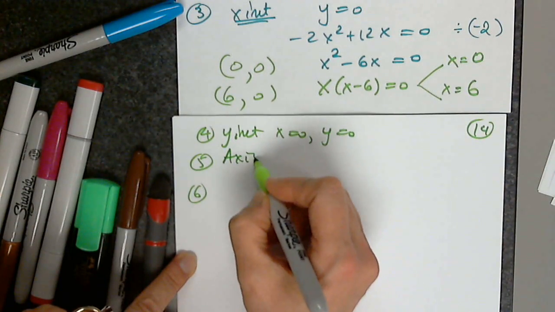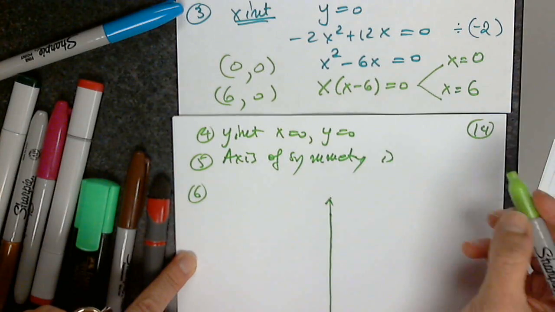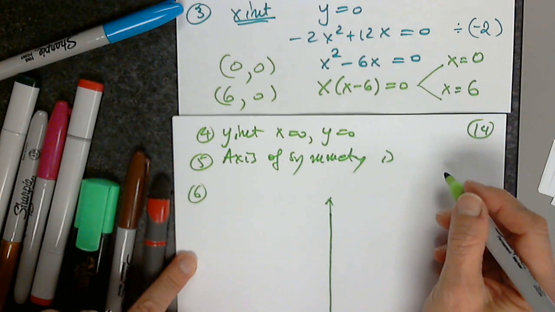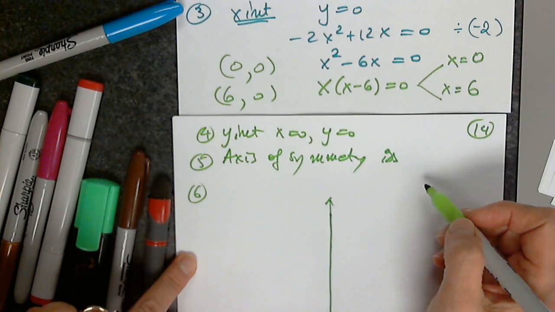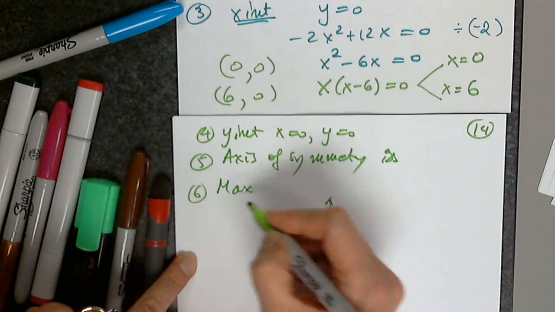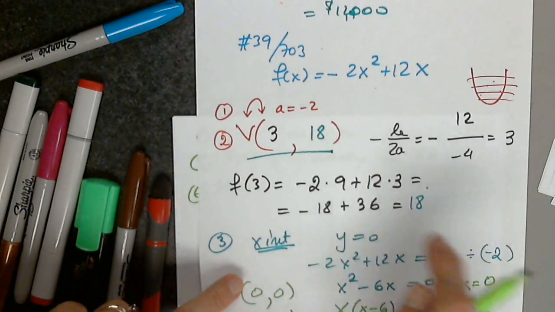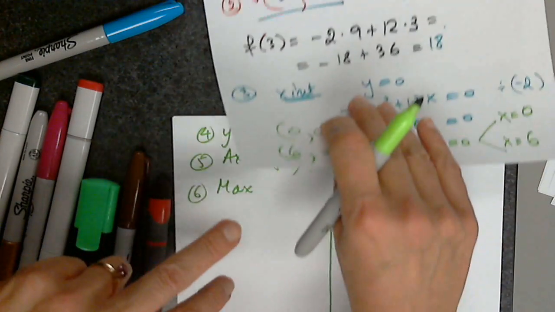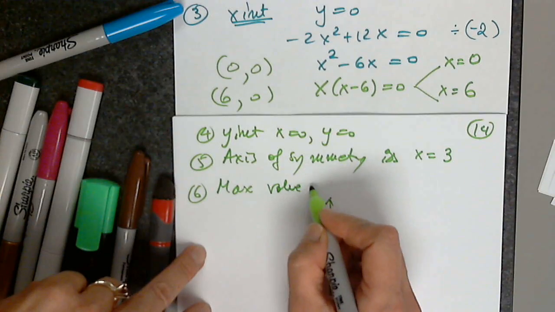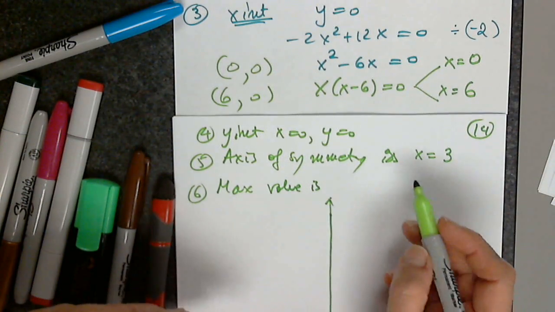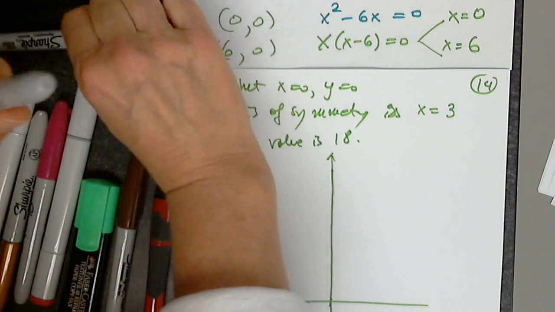So the axis of symmetry is x equals the x-coordinate of the vertex. It has to pass through it; it's a vertical line through the vertex. And the maximum value? Very good.